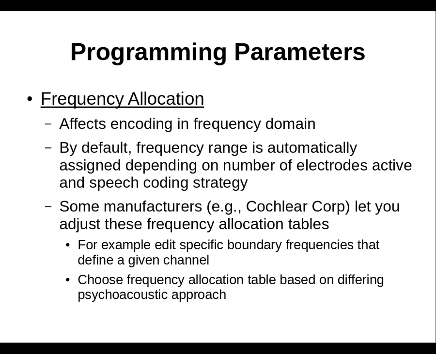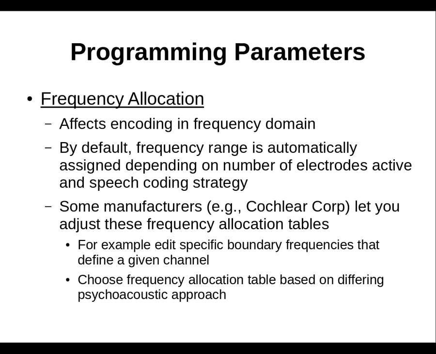Some won't. So, for example, within a given channel, there are frequency boundaries. So just like maybe 300 to 600 hertz, or just arbitrarily think of some frequency range with the highest and lowest frequencies representing their boundaries. Maybe you can alter those boundaries to some extent. Or you can choose entirely different frequency allocation tables.